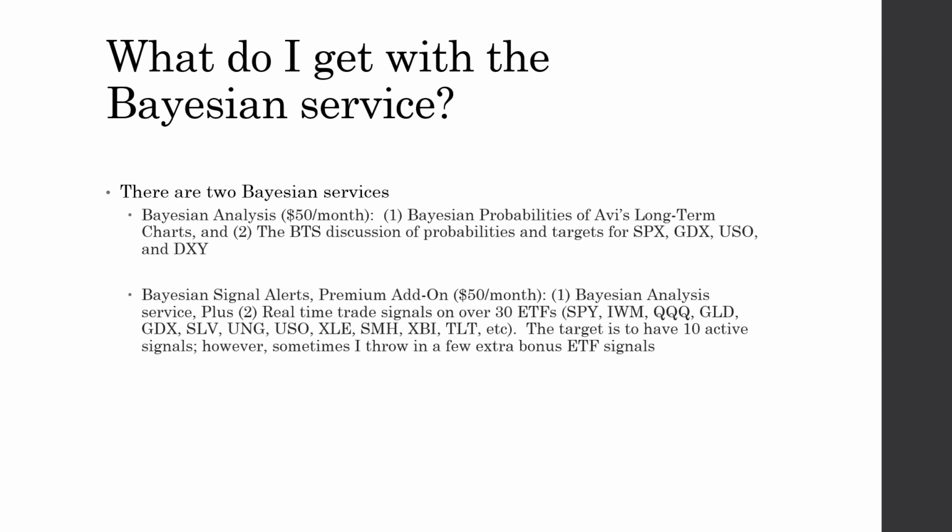But if you do opt in, you get everything included in the Bayesian analysis service, plus you're going to get real-time trade signals on over 30 ETFs. That's SPY, IWDN. You can read the list there, USO, XLE, SMH, XBI, TLT. The list goes on and on. You can come to the historical table to see what we've offered in the past. Now, the goal for me is to have 10 active signals going. But that doesn't always happen. The market doesn't always give me enough information from a probability standpoint to affect those trades.